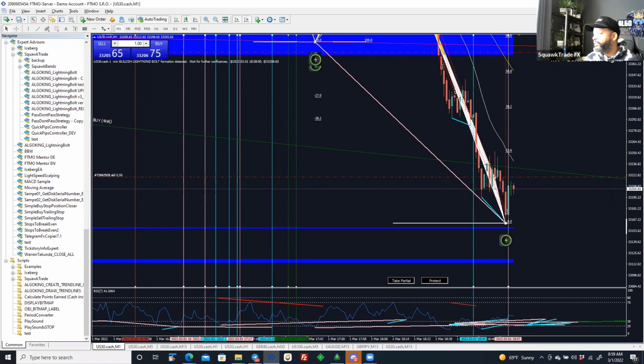Right now, my account is up because of this move. This is the move that we were waiting for. So my account is up for today. And once again, I'm going small lots and taking profits quick. So right now my account is up $1,400.